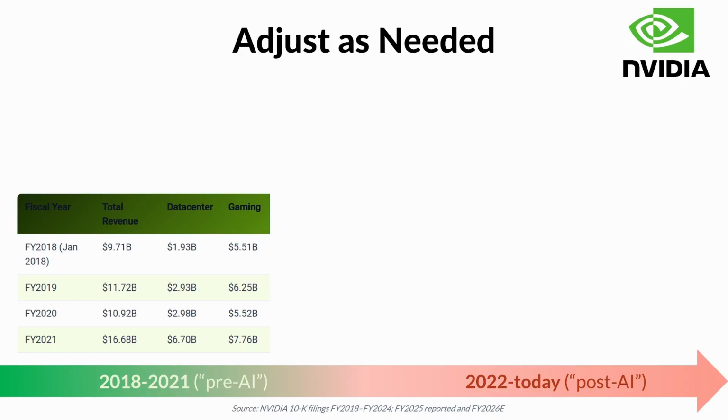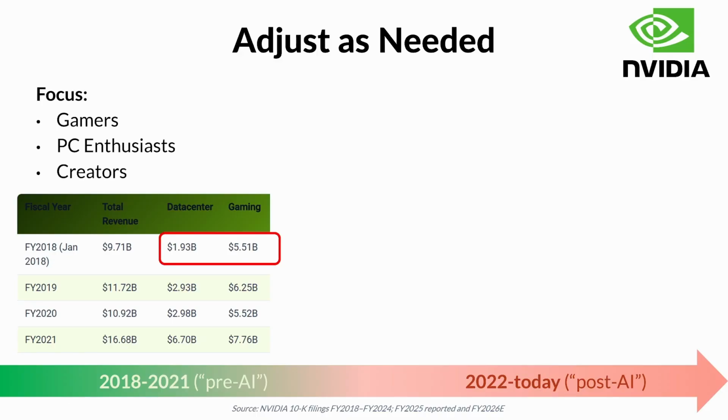Nvidia as an example, who was the target market? It was all gamers, PC enthusiasts, creators, everybody wants a graphics card. This was their target market for a reason. As an example, in 2018, total revenue around 10 billion. More than half was from gaming. Data centers was less. This was in 2018.